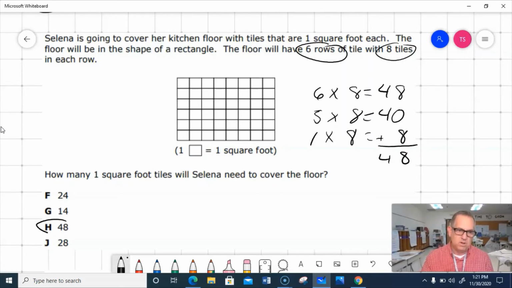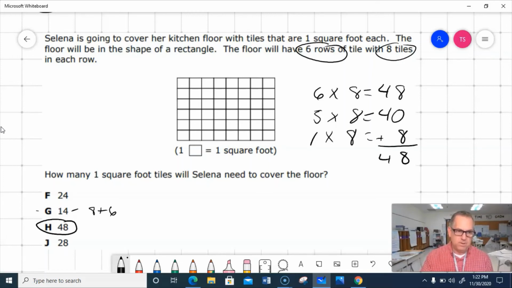Answer choice H. How do you think they came up with answer choice G as an answer? Yeah, that's correct. If you added 8 plus 6, 8 plus 6 does equal 14. So that's how they came up with that.